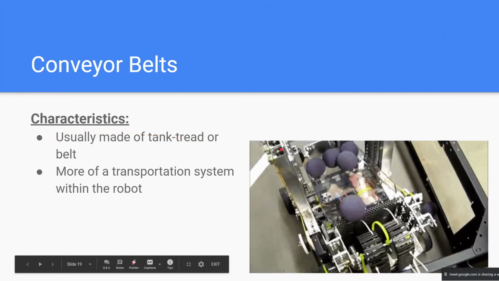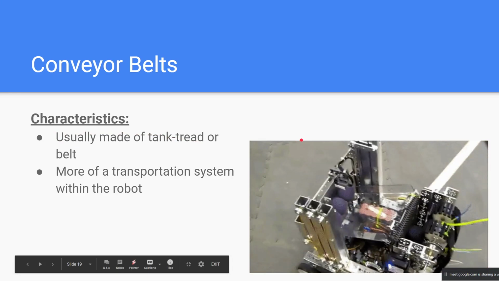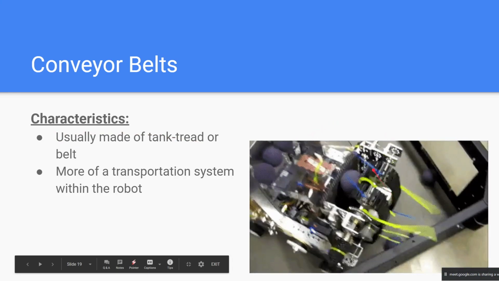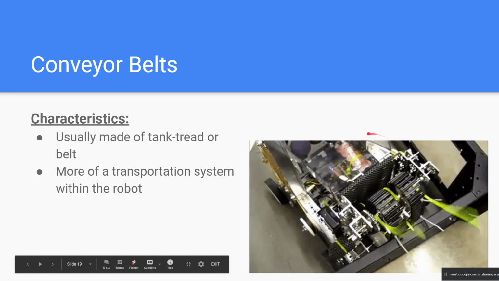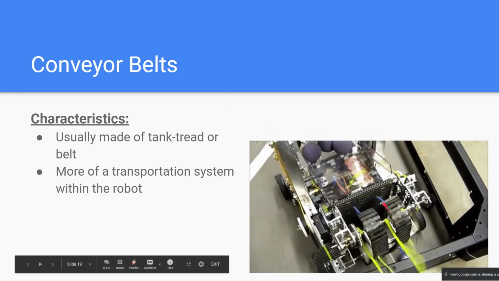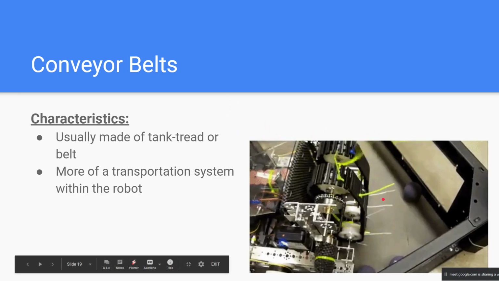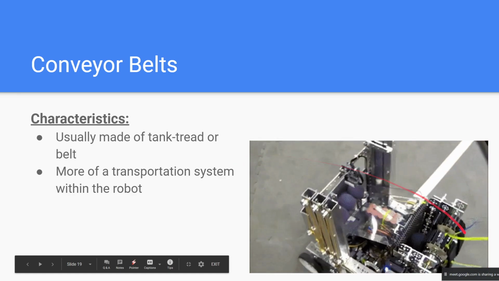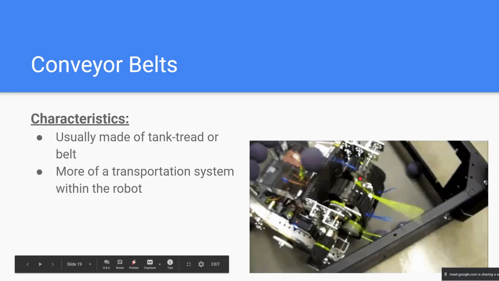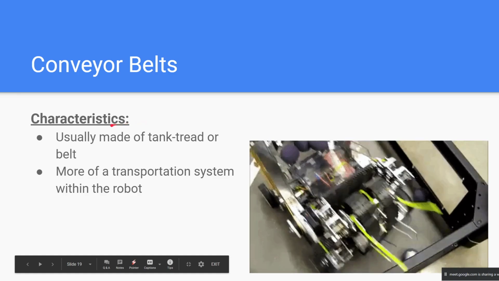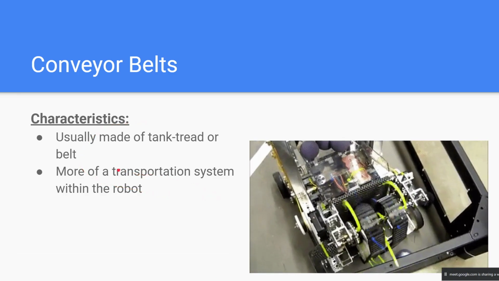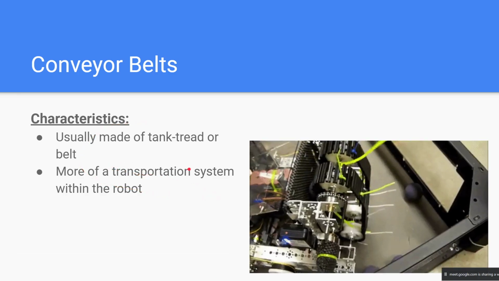Okay, conveyor belts. So conveyor belts are interesting because you could also move things upwards. So in this video, they're moving the balls upwards. You could also move things horizontally or sideways, obviously. But yeah, conveyor belts, personally, I don't think they're the best intake. But I do think they're good for transporting things within your robot.